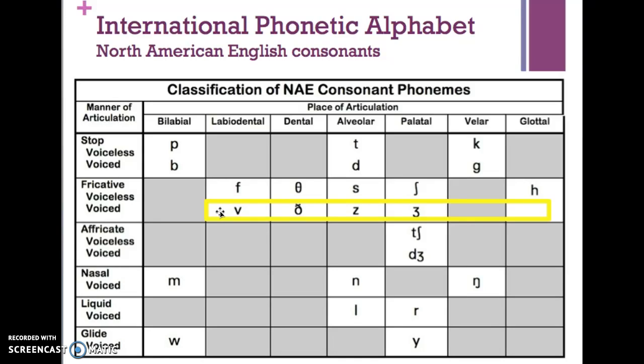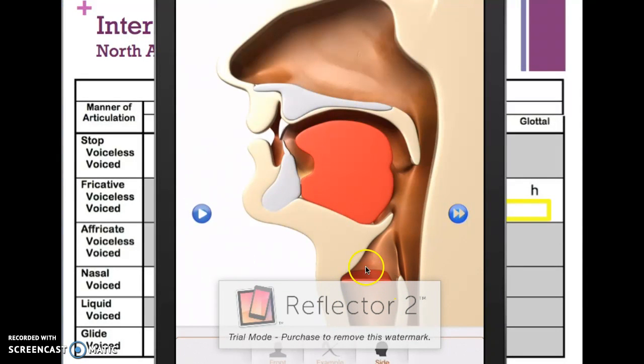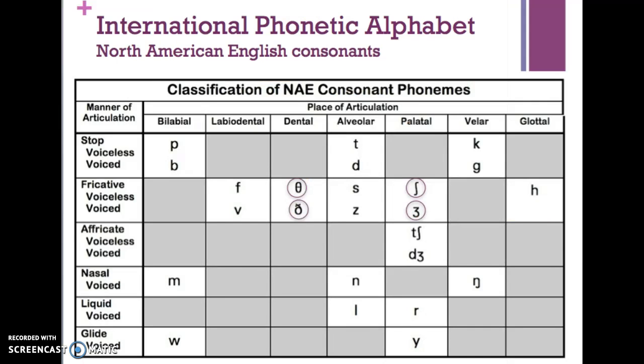So if you want to take a look at that, I can show you through my iPad. The vocal folds are going to be down here, and so here's a V. Notice the vibration, the little bouncing up and down. That's actually what you're feeling. Notice the F sound. No vibration.